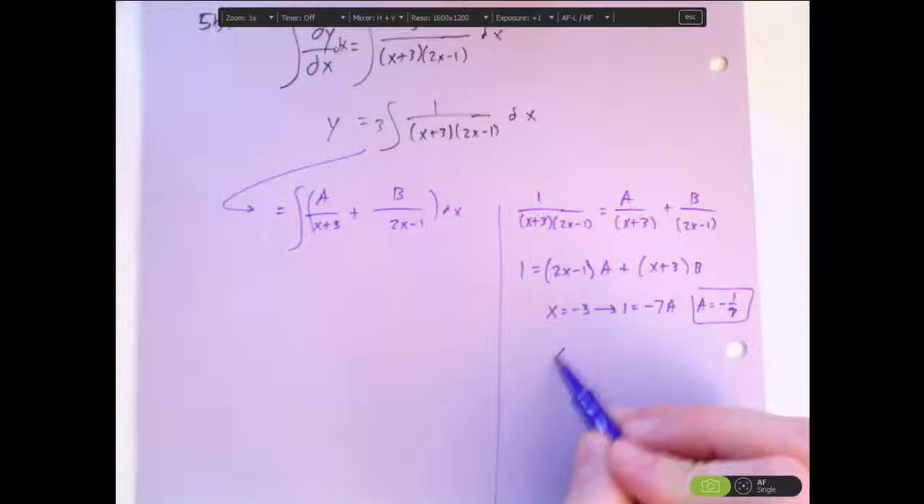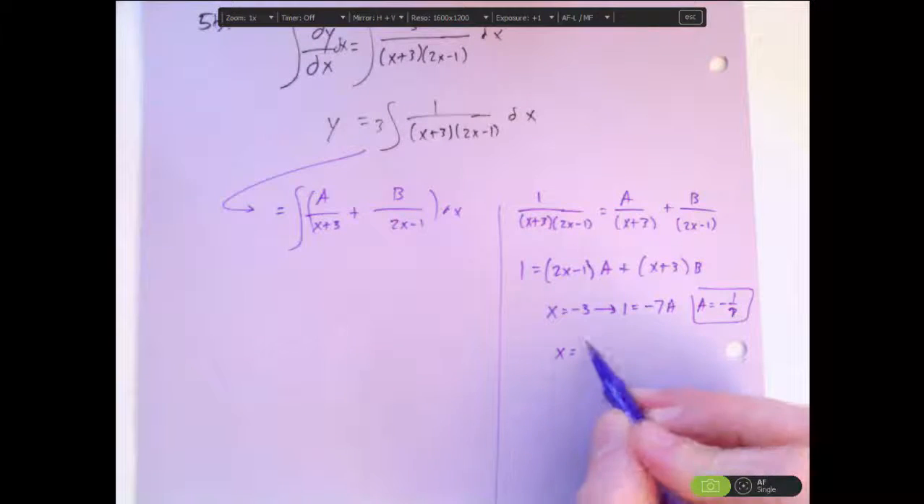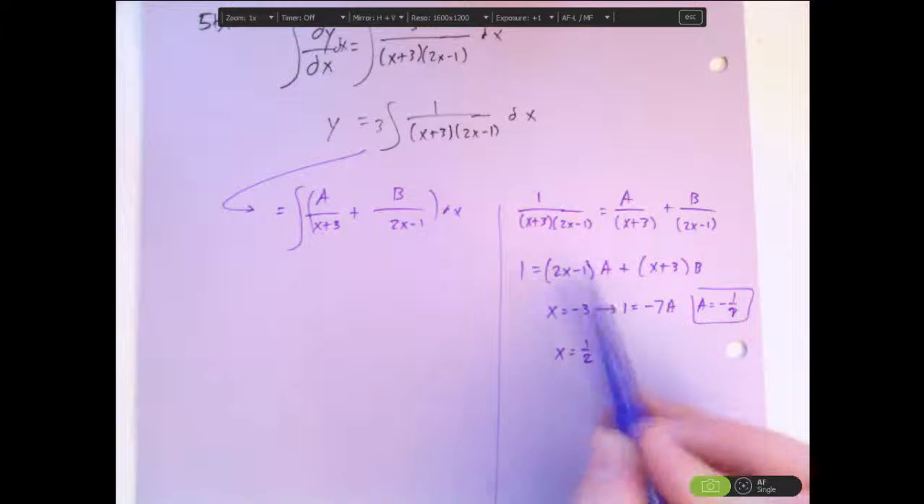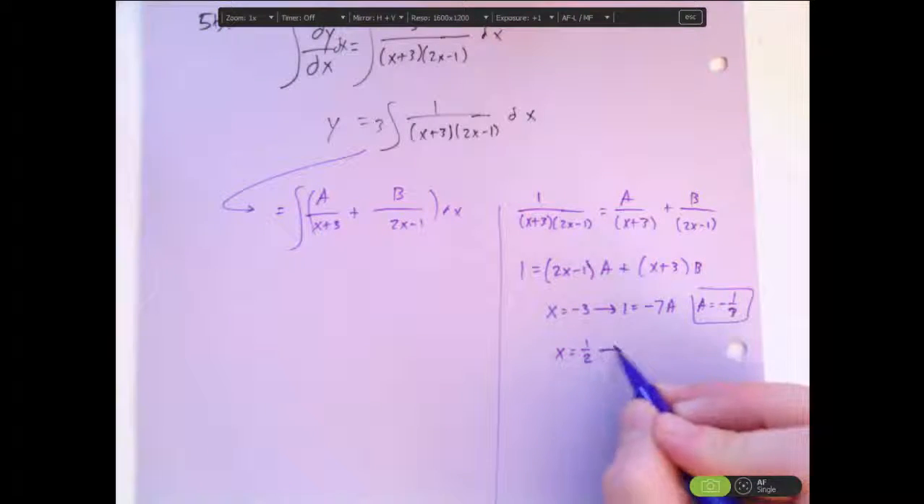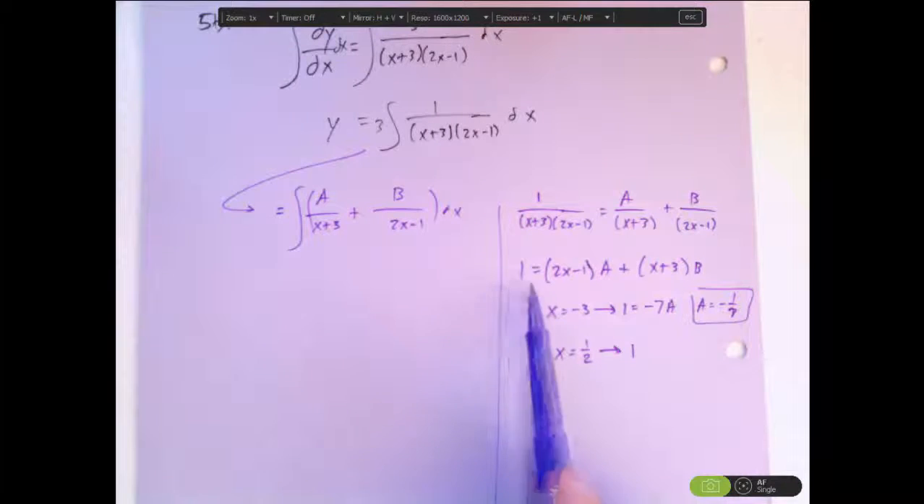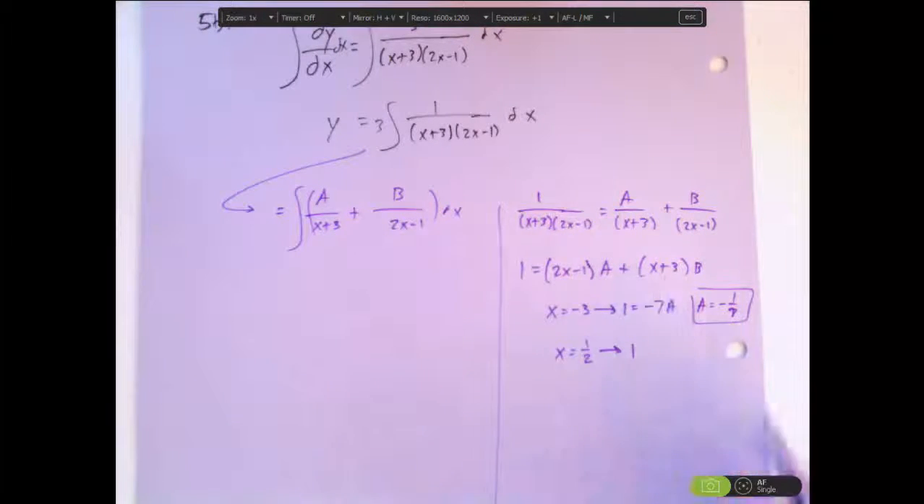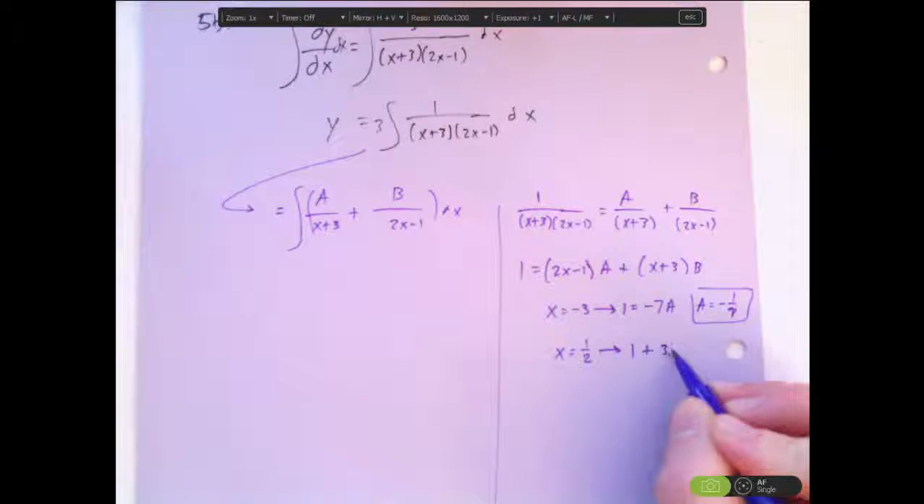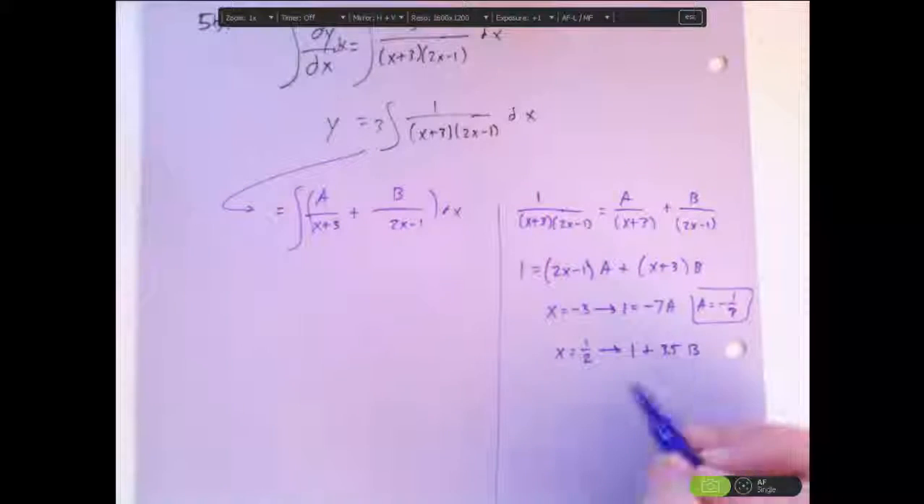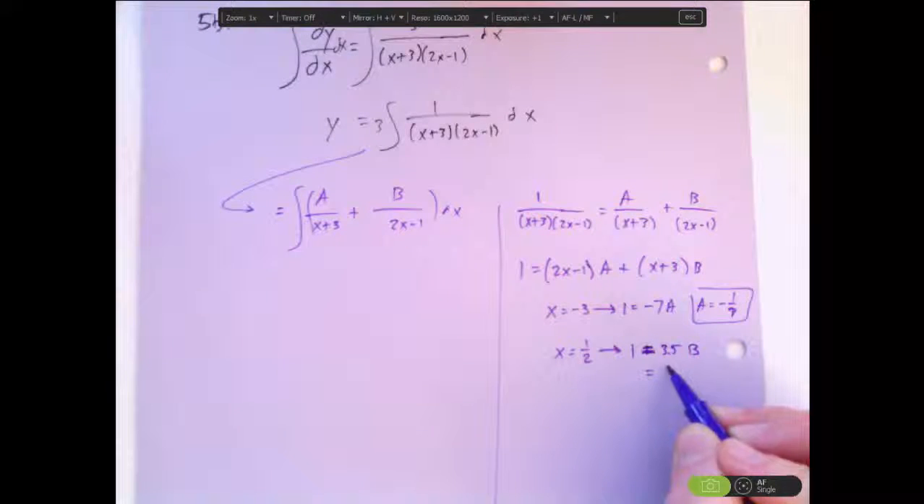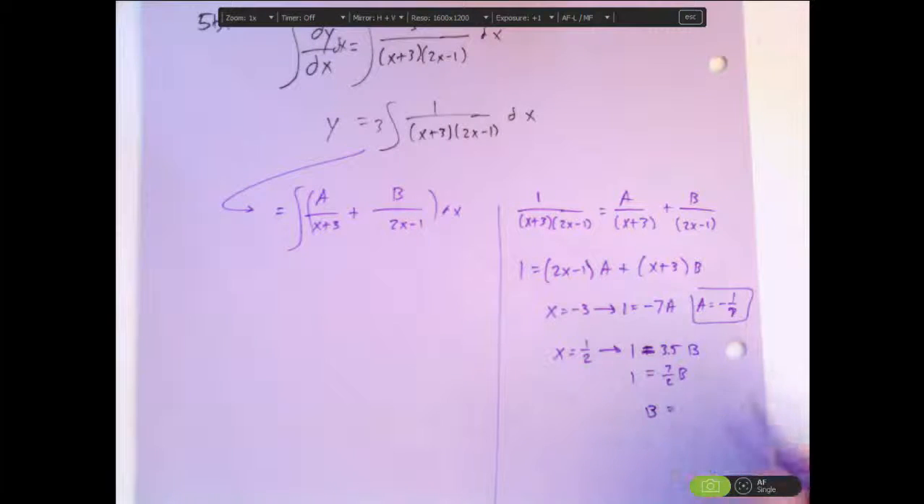Same thing for b. If I say that x is equal to 1/2, that would make this term equal to 0. So I can evaluate this entire equation as 1 equals 0 of these plus, let's see, 1/2 plus 3 is 3.5 b's. Oops, this should be an equal sign. Okay, so let's, instead of 3.5, actually, let's say 7/2 b. So that tells me that b should be equal to 2/7, whereas a was -1/7. Okay, so I've solved my a and b.